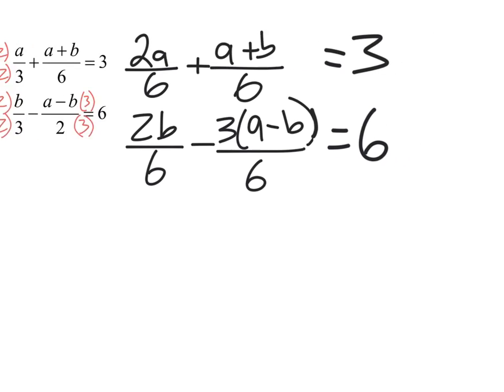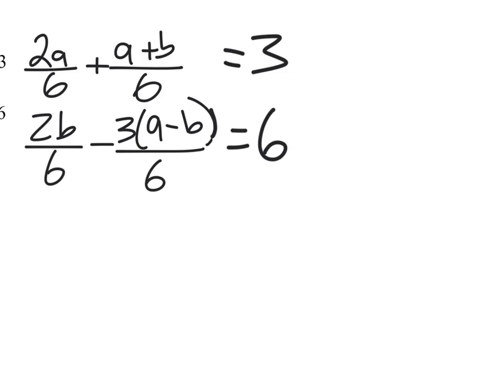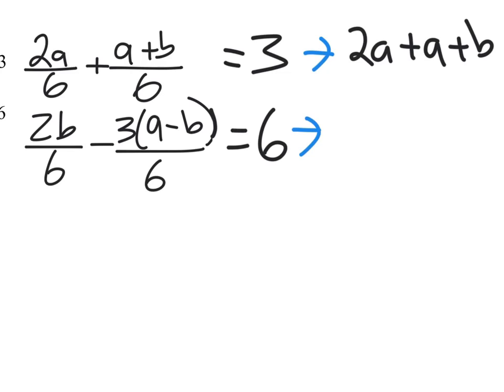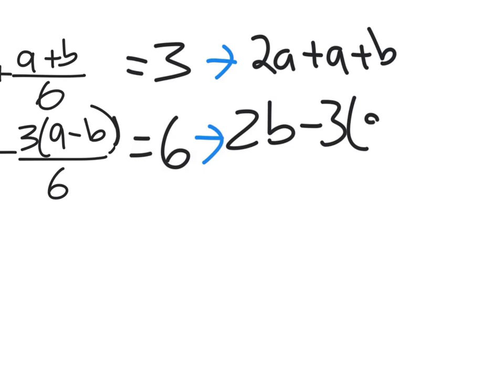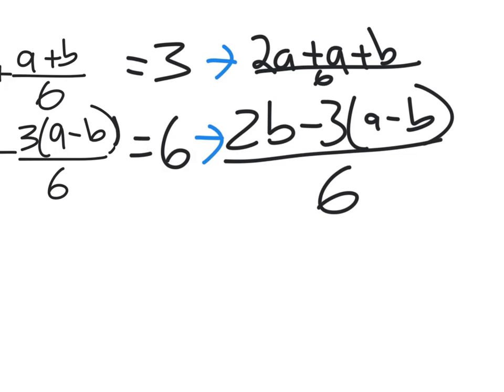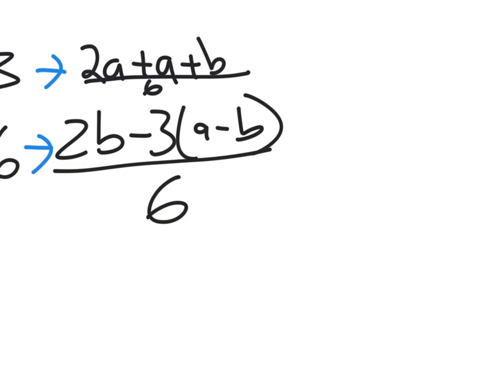So let's shift this over. And very simply, this is going to look like, what? We'll start with the top. We can actually add these because the denominator is the same, right? So we've got 2a plus a plus b, great. And then we've got 2b minus 3, open parentheses, a minus b. And each of these are, of course, divided by 6. And, of course, equal to 3 and 6.